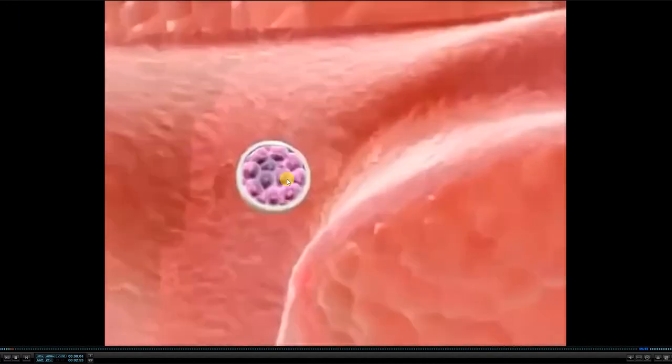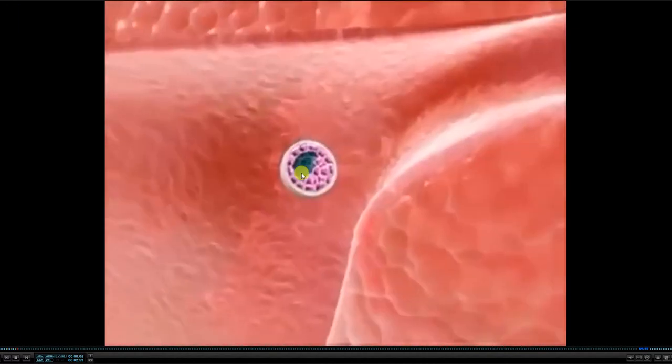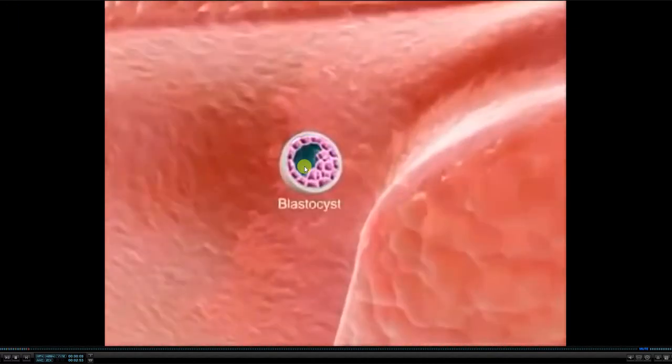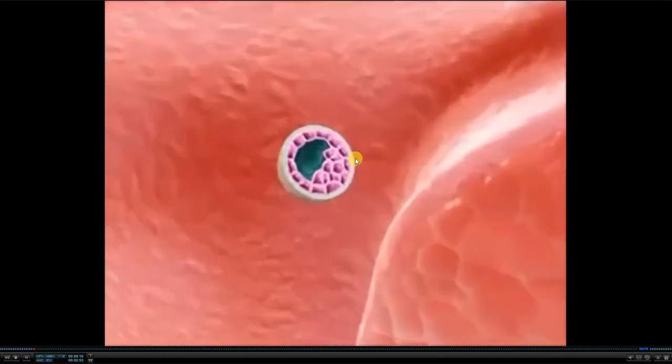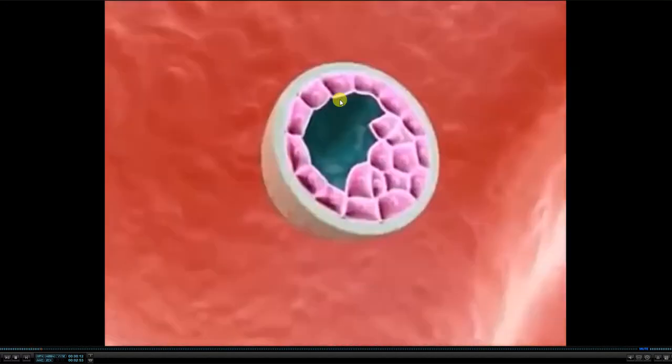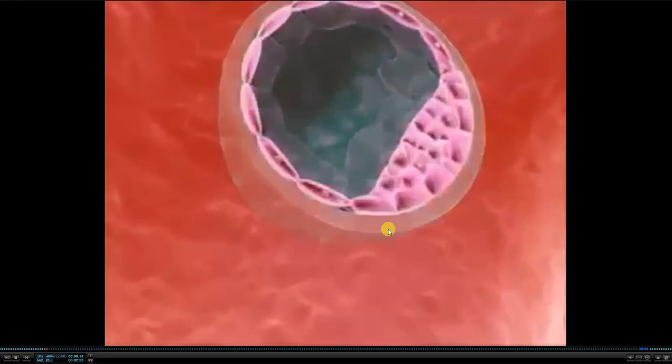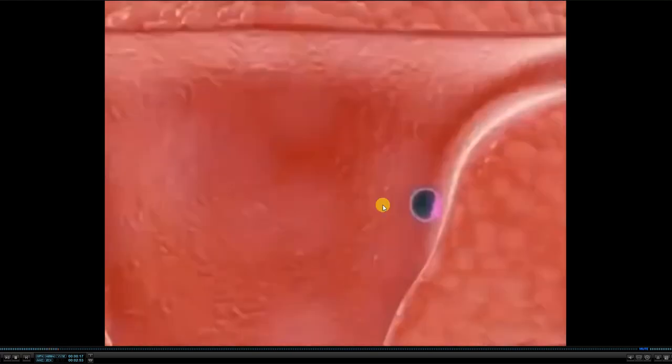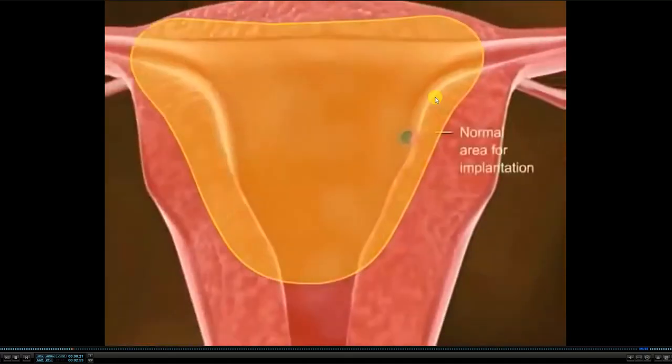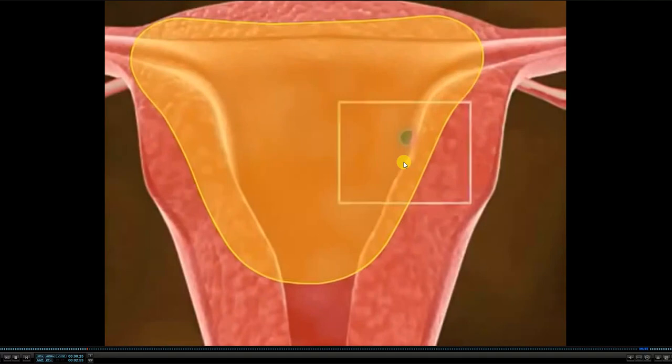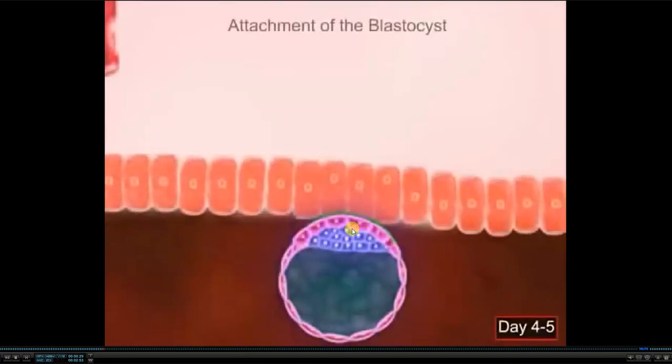Okay, next part. It reminds you what's happening: blastocyst formation, inner cell mass, outer cell mass, zona pellucida still present. Then the process of hatching happens. After the hatching, the blastocyst attaches to the normal area of implantation of the endometrium. And when implantation is happening, what happens here?